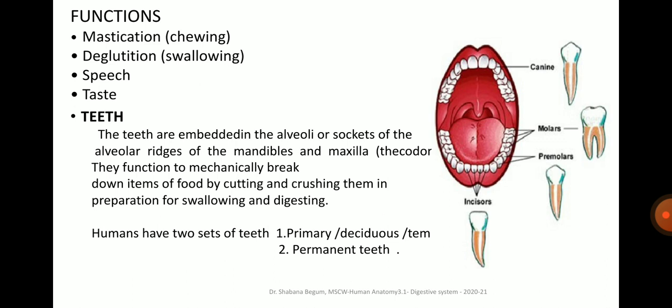They function to mechanically break down items of food by cutting and crushing them in preparation for swallowing and digesting. Humans have 2 sets of teeth: primary teeth or deciduous teeth, also called temporary teeth, and the second type called the permanent teeth. A diagrammatic sketch of the 4 different types of teeth is drawn here: the incisors, canines, premolars and the molars. Let us learn about them a little later.